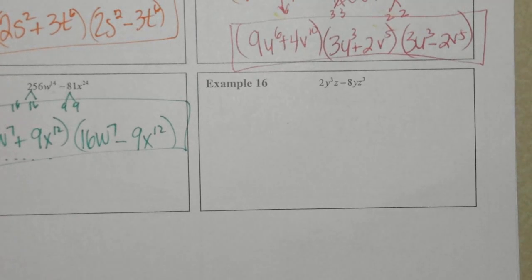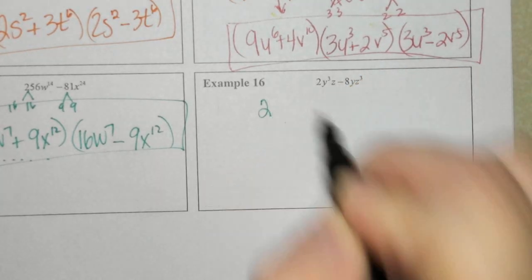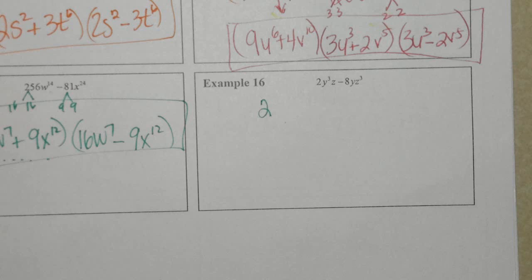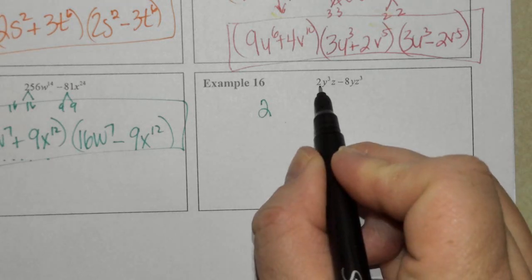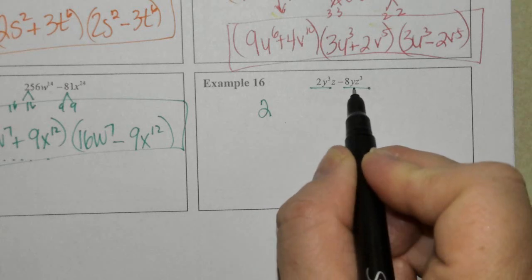Only a few problems left. Here we go. Next one up, 2 and 8. 2 and 8 are not part of that list of perfect squares, but I do know that 2 divides into 8, so let's take out a 2. We are factoring out a 2. I also can see that when I say groups, I mean on the left and on the right, they both contain a y.